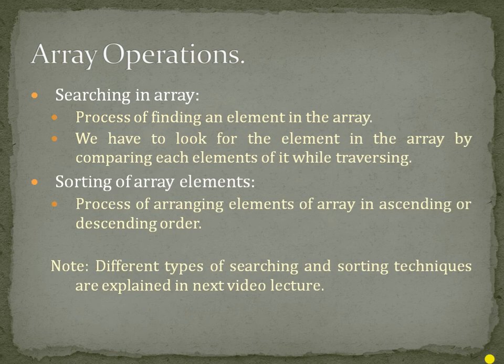Next operation is searching. Searching is a process of finding a particular element in the array. We have to look for the element in the array by comparing each element of it while traversing. Sorting of array elements is a process of arranging elements of array in ascending or descending order. We have already explained the concept of searching and sorting in our next video lecture.